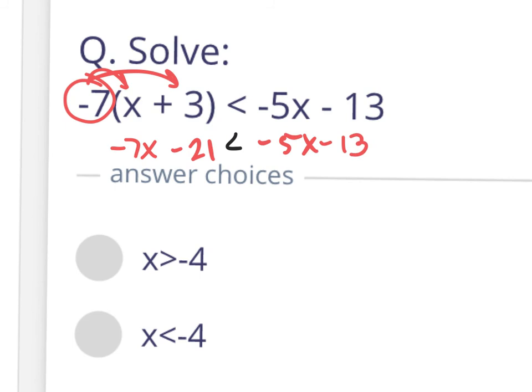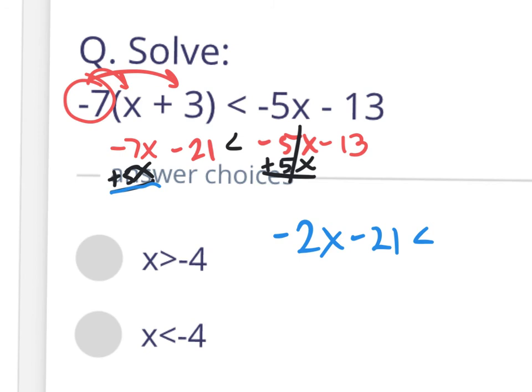So now that we simplified it, now let's get x by itself on one side. I'm going to add 5x to get rid of it, add 5x over here. And let me rewrite what I have. So when I do -7 plus 5, that's a -2x. Let me bring down the -21. Let me bring down the inequality, which is a less than symbol, and also the -13 left over on the right side of that inequality. So now I have x on the left side of this inequality. Let's get it by itself by adding 21.